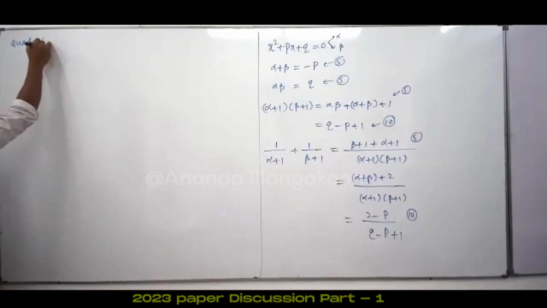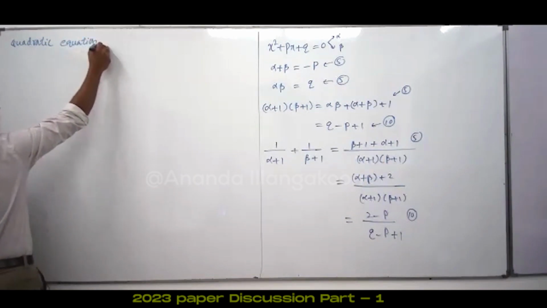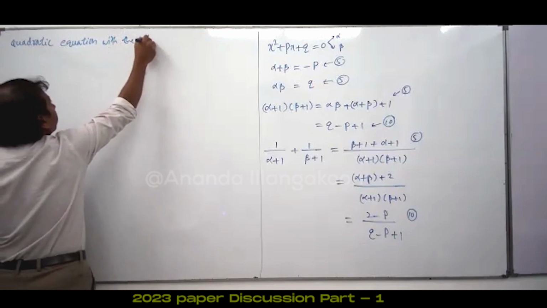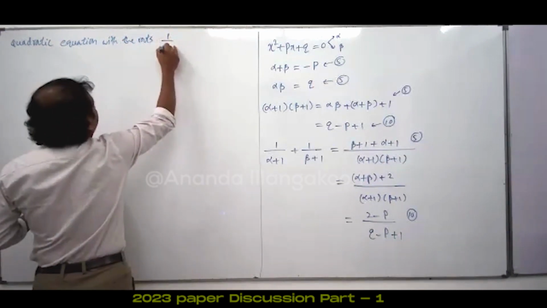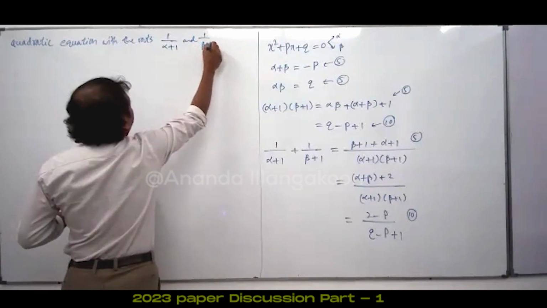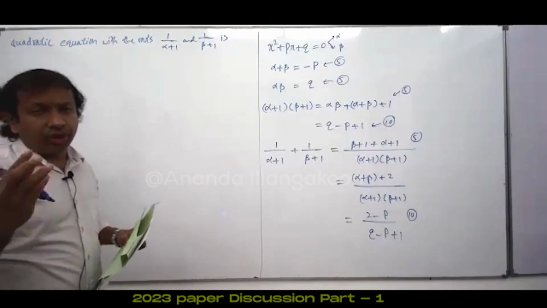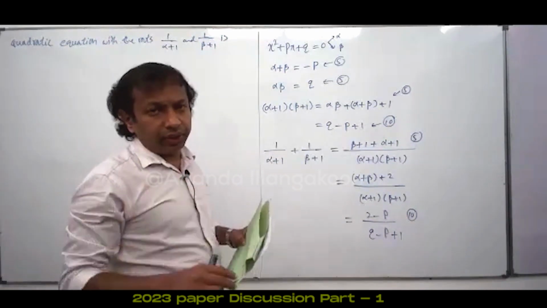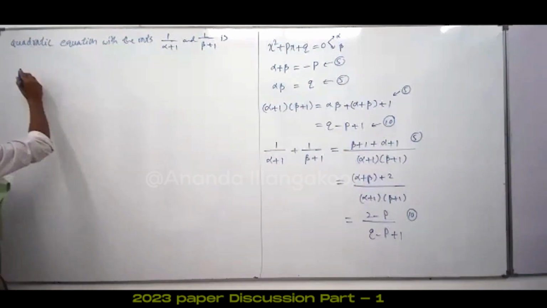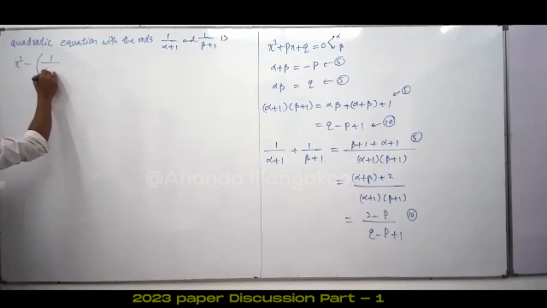Quadratic equation with the roots 1 over L plus 1 and 1 over B plus 1. When we are given the two roots, what is the way of writing the quadratic equation, people? X squared minus, within the first bracket, the sum of the roots.